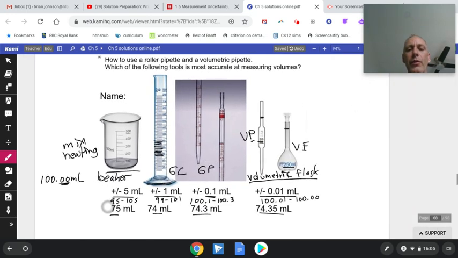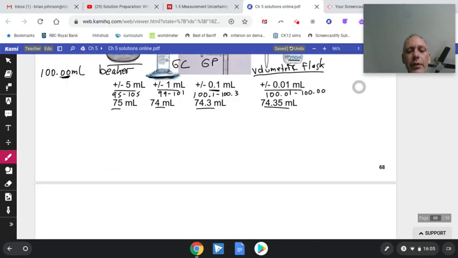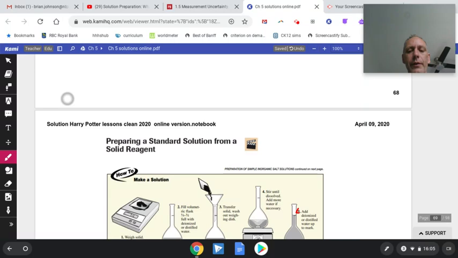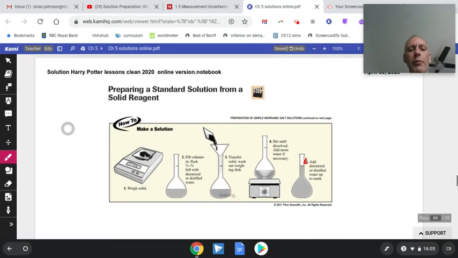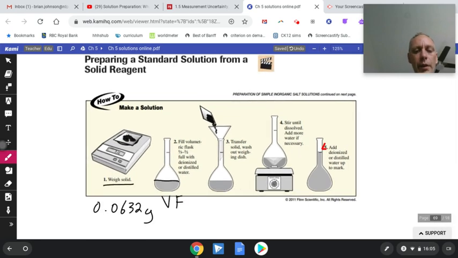Okay, so now that you know the right tool for the job, VP, VF, let's go on and take a look at the job. How do you build these solutions? Okay, the method's pretty simple. Weigh your solid. So for the example that we just did, it was 0.0632 grams. So once we've got that solid, we take our volumetric flask and we bring it about half full with distilled water. So a third to a half full with distilled water.